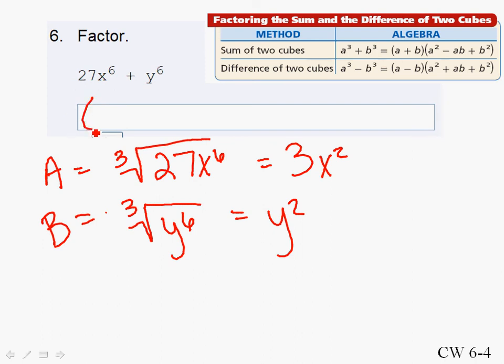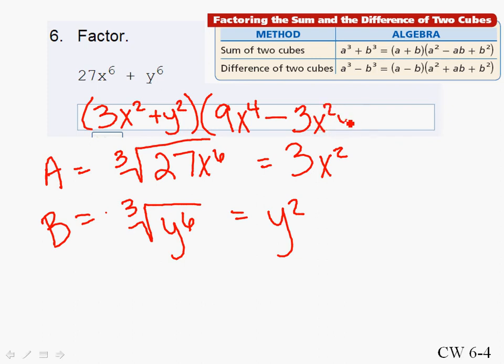Therefore, my factors would be 3x squared plus y squared, then 3x squared times 3x squared, which is 9x to the fourth, minus a times b, so 3x squared times y squared, plus b squared, so y squared times y squared, which is y to the fourth.